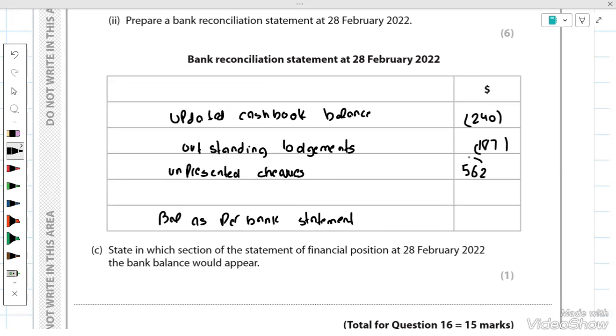We are adding this 562. Why? Because maybe after some time, the supplier would withdraw this amount from our bank account. So that is why the bank will add back this amount, and our balance as per bank statement would be 135.